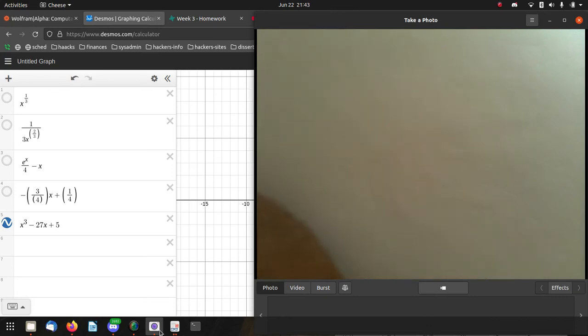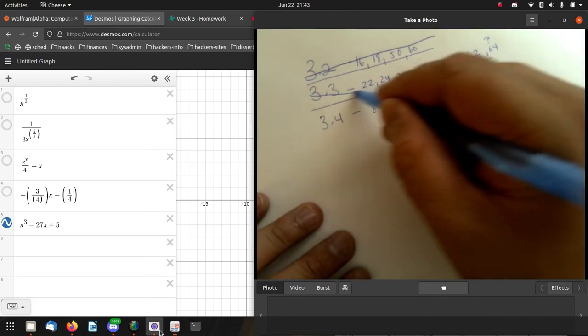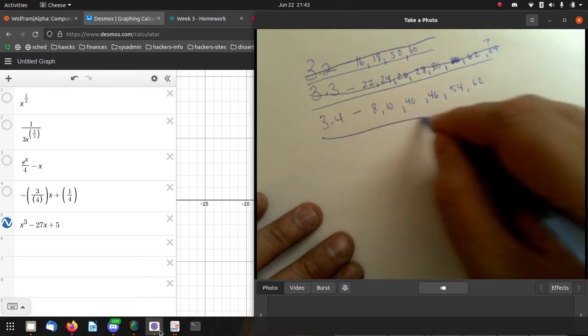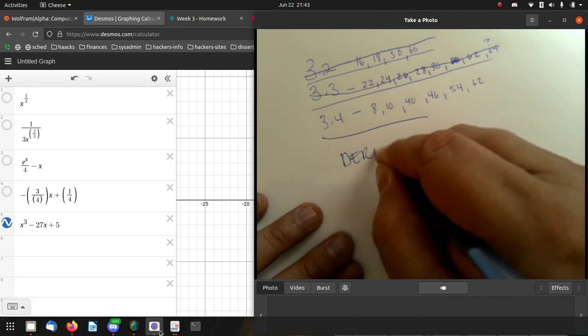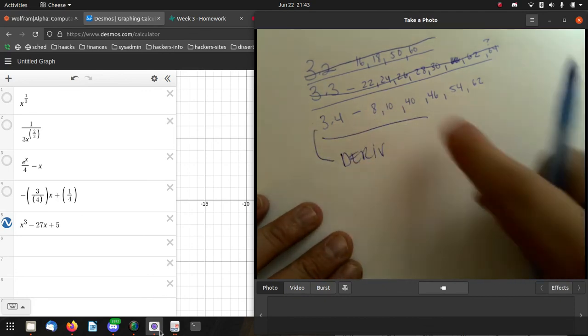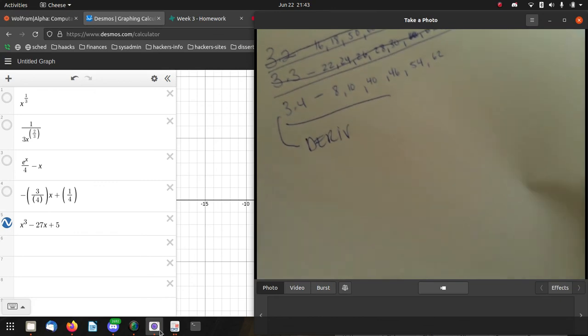So this section's done too. And then 3.4 and the derivatives worksheet will be the next video that I do. So these 2 are out of the way, and we'll see you the next time.